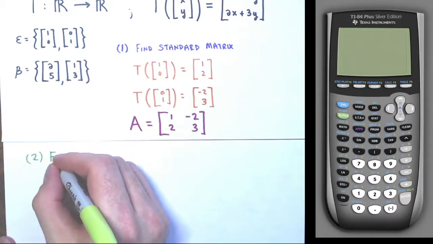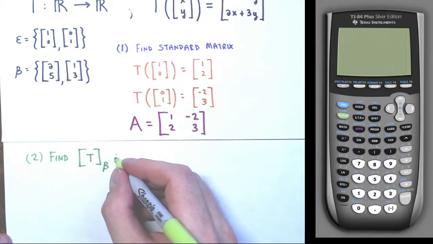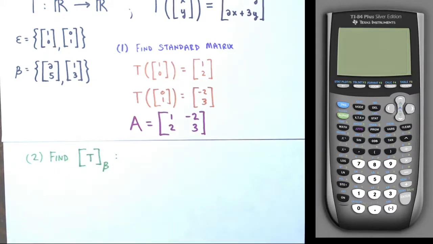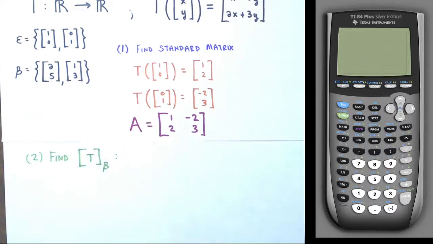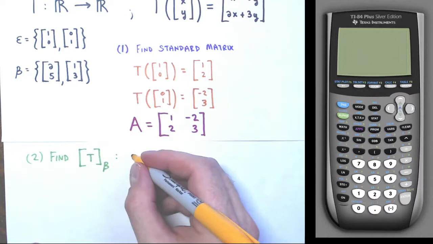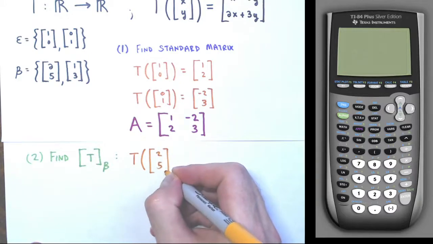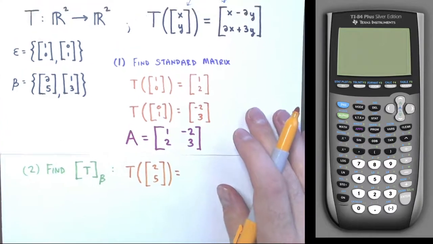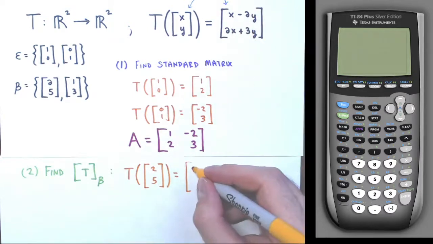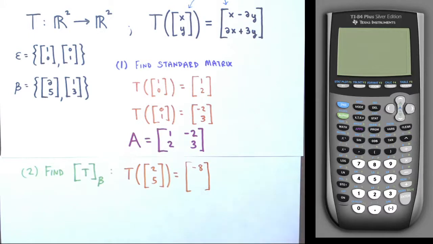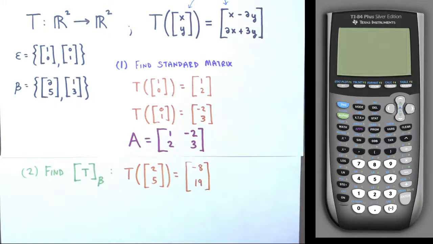So two, I'm going to find that matrix representation of T with respect to basis B. All right, so it starts off the same way. First I'm going to find the images of the basis vectors from B. So what is T of (2, 5)? Well, if I plug in 2 for x and 5 for y into the rule up here, that'd be 2 minus 10, so negative 8 for the first component, sorry, and then 4 plus 15, or 19, for the second.